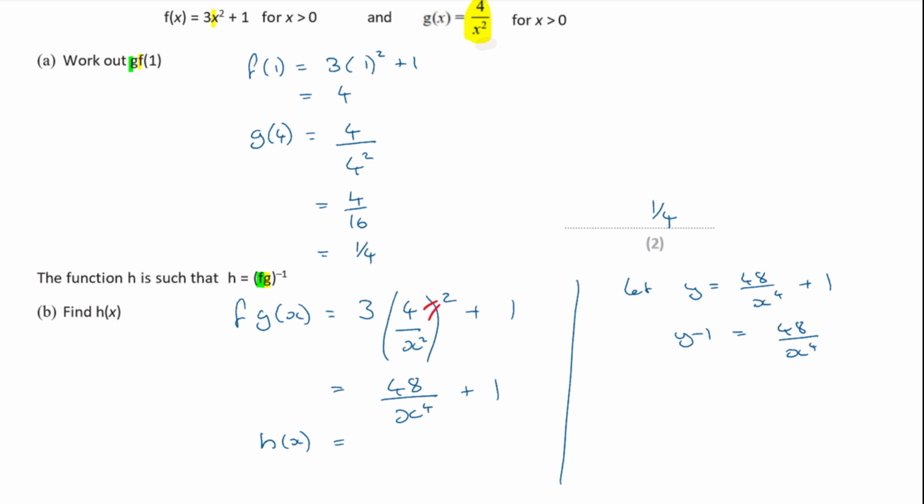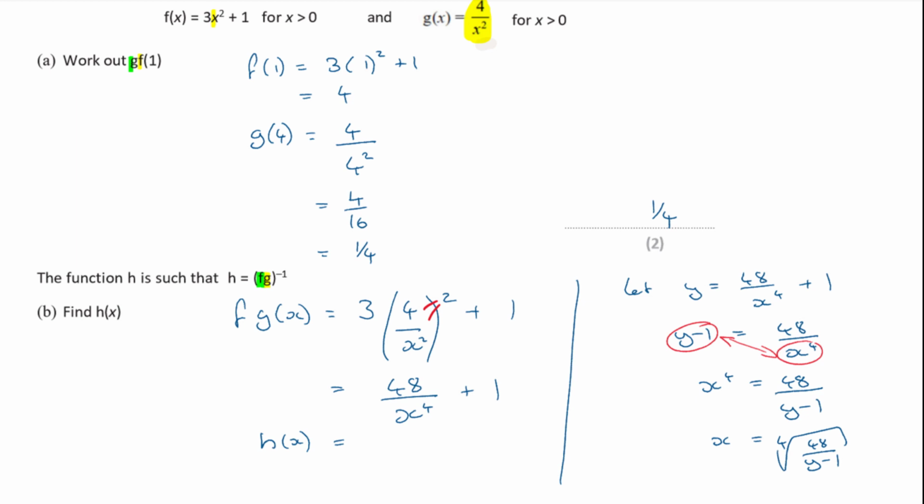The next thing I'm going to do is times both sides by x to the 4 and divide both sides by y minus 1, which will have the effect of switching these two around. Also, if you just know about cross multiplying, then you might be quite comfortable with just switching those around like I am. So that's x to the 4 is equal to 48 over y minus 1. Just swapping those around using cross multiplication. And then to get x by itself, I'm going to have to take the fourth root of that. So x is going to be the fourth root of 48 over y minus 1.